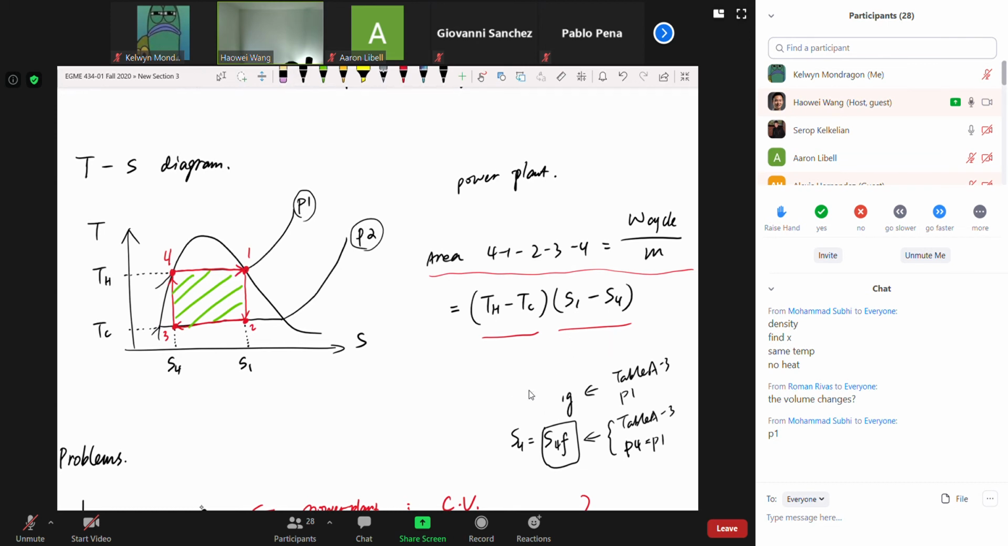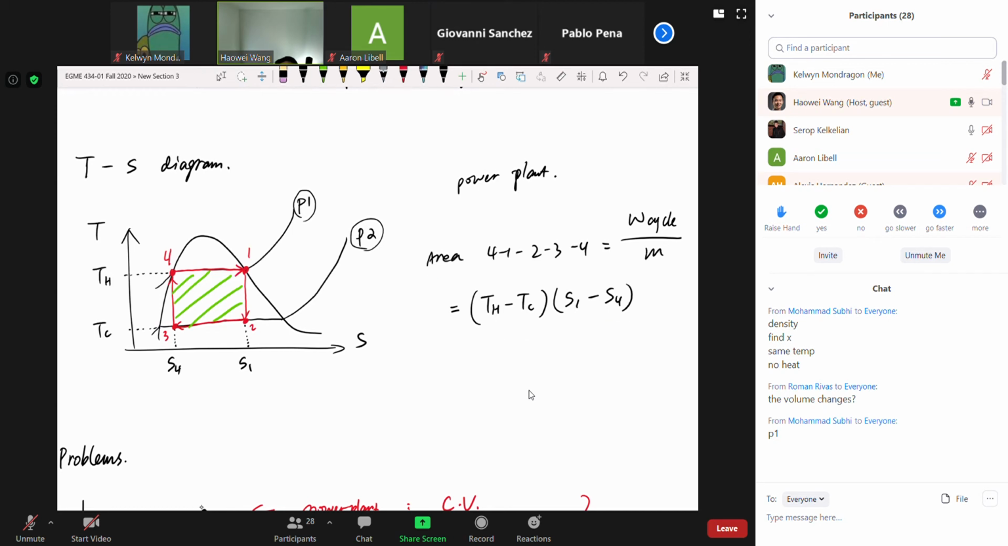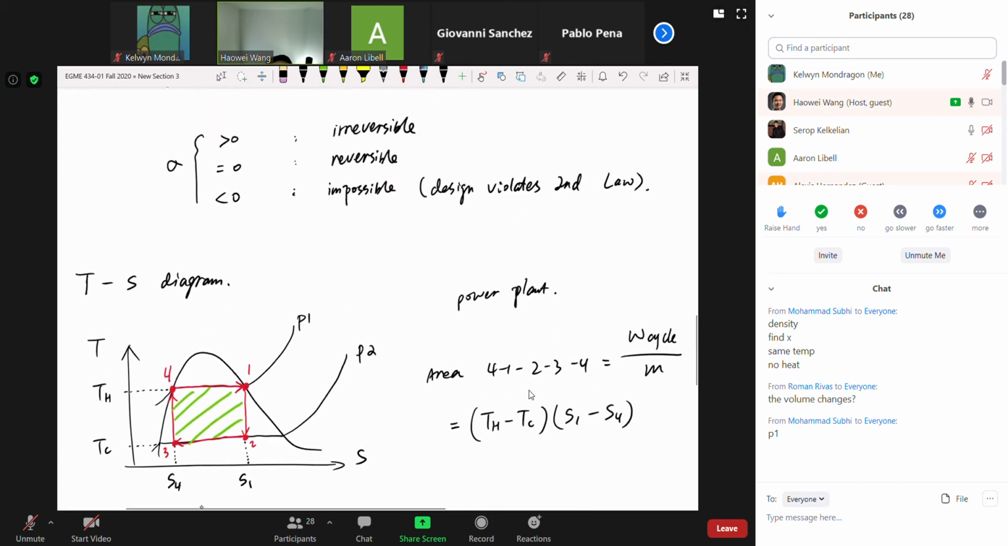All right, so that's the TS diagram. The advantage of this diagram is the enclosure is a perfect rectangle, and with a perfect rectangle, we can do a lot of things. All right, any questions regarding this TS diagram? Okay, I think that's everything we will cover.